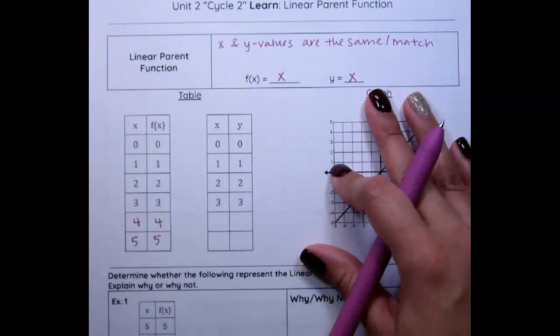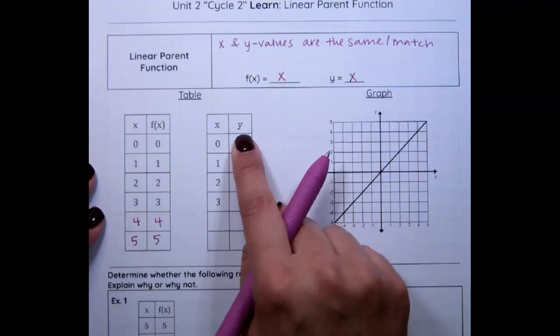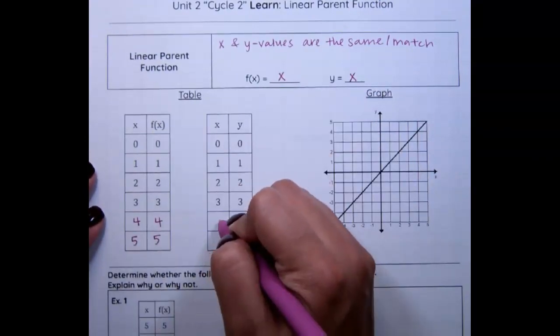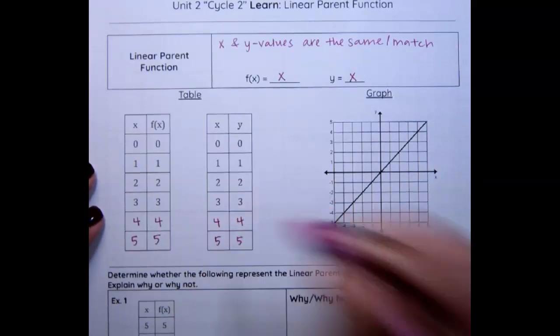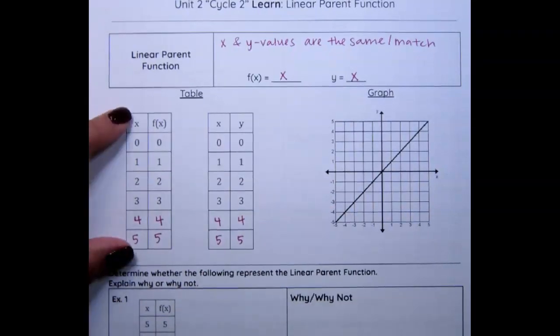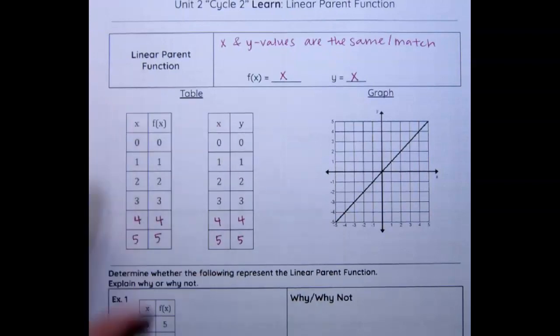This is the exact same thing. The only difference is I have y instead of f of x. So I could use the same numbers, 4 and 4, 5 and 5. So this is what the parent function looks like in a table, either one of these.